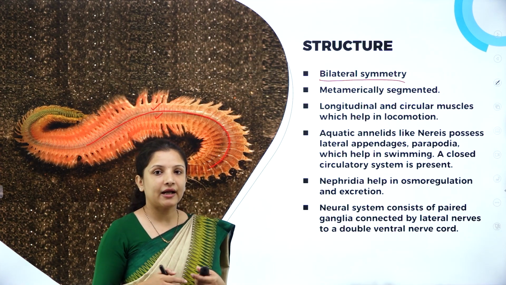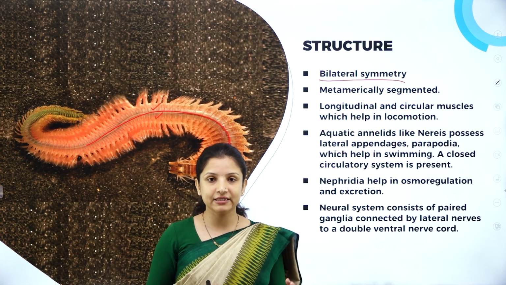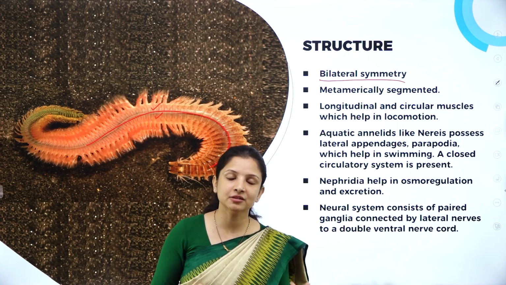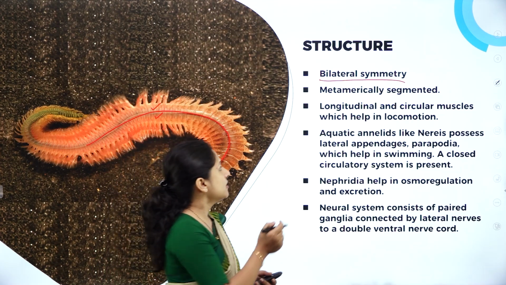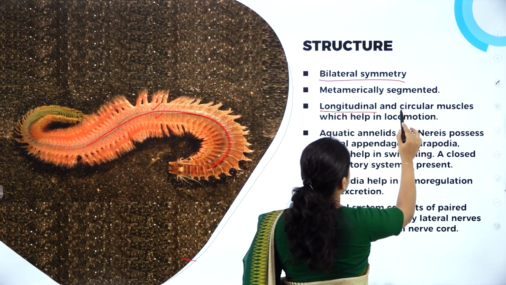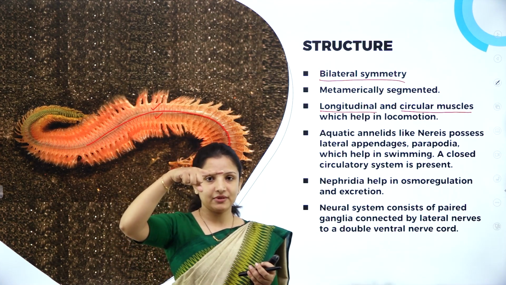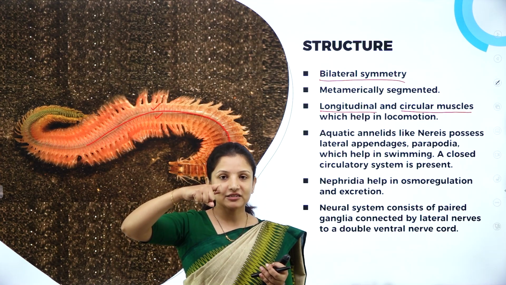And apart from that, some of the annelids which are terrestrial, for example, earthworm, leech, do they have feet to move from one place to another, or do they have limbs? No, right? So how exactly do they move? They have longitudinal and circular muscles in the body which actually help in locomotion. For example, this is a leech. This is how it moves, right? Just like a spring.